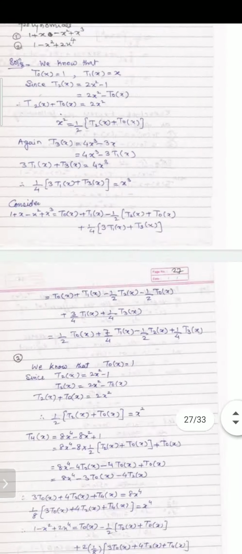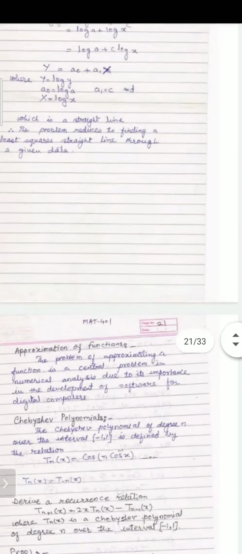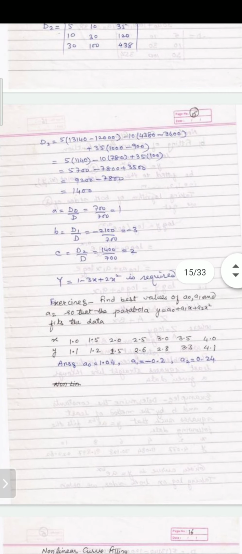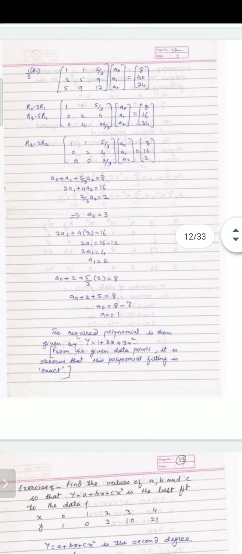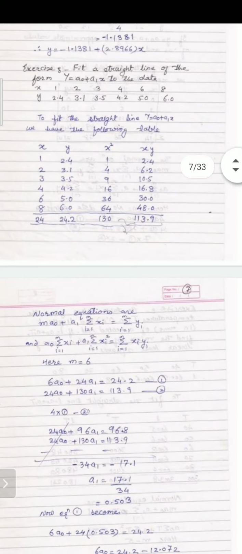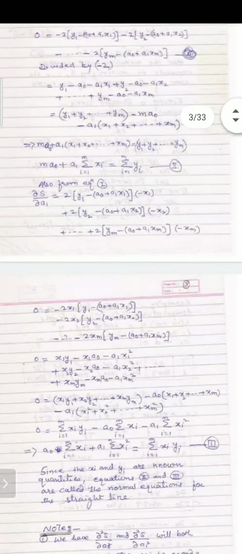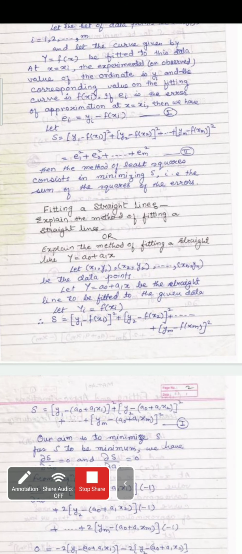So here, first, we have the topic curve fitting procedures. In curve fitting procedures, least square curve fitting is one of the procedures. Least square curve fitting procedure means minimize the error. If we have minimized the error in the form of square, then that is this.